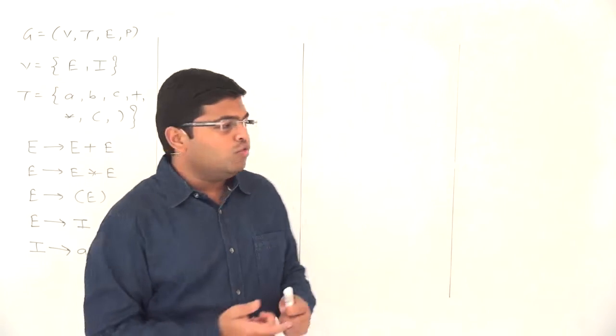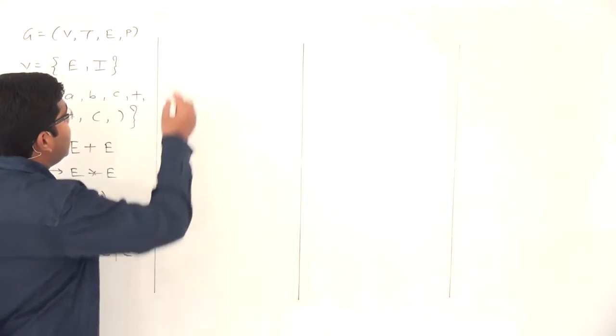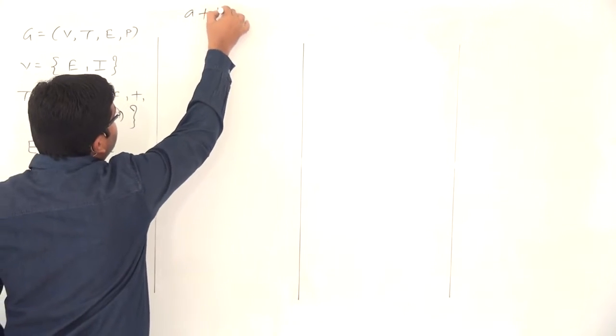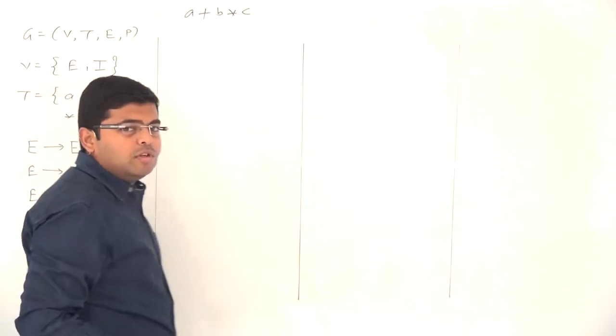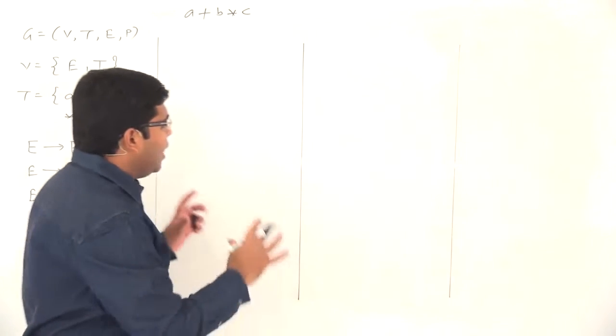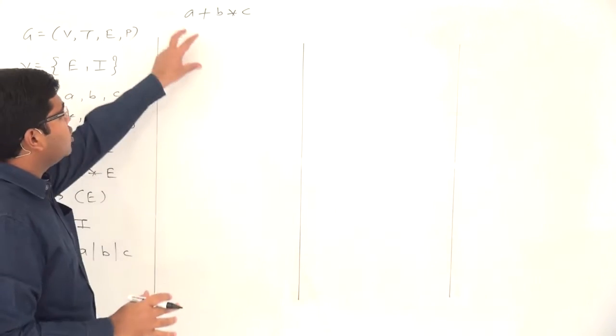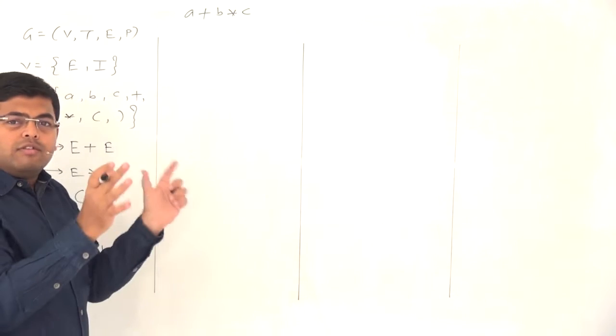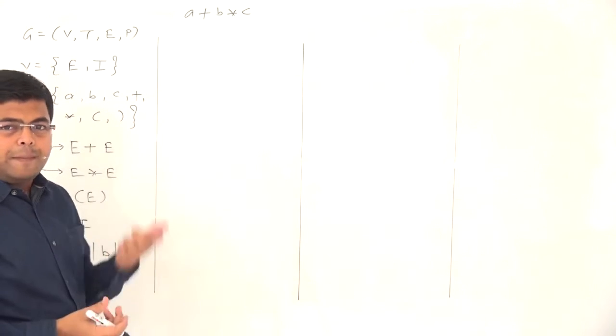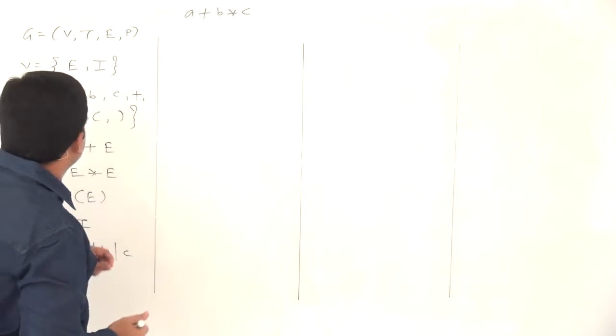So what we will do, we will derive a simple string like A plus B multiplied by C using this grammar, and we will write down multiple derivations for this particular string, and then we will discuss what we mean by ambiguous grammars. So let's start with the derivation of this particular string.